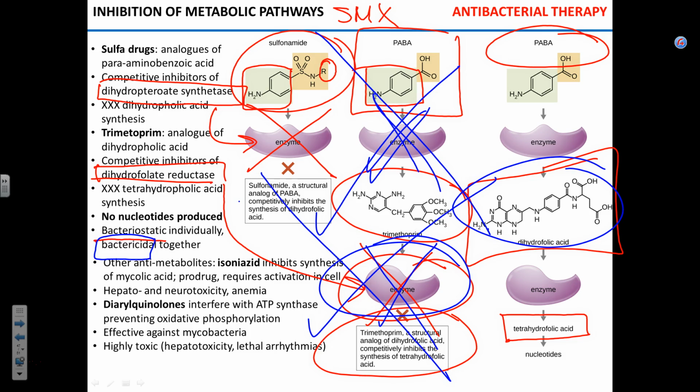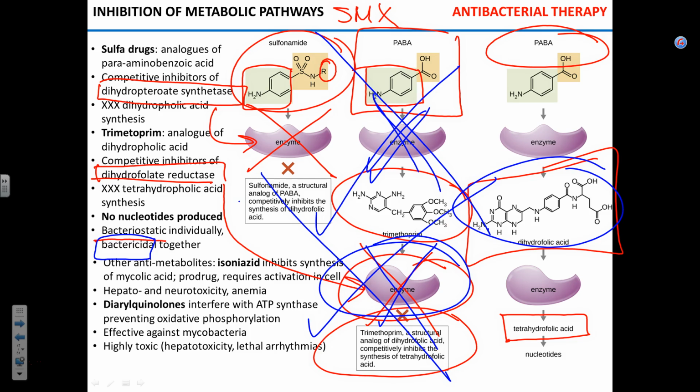So please know that both sulfamethoxazole, a sulfonamide, and trimethoprim inhibit synthesis of folic acid, but they inhibit different steps in that synthesis, and that they are bactericidal together, not separately.